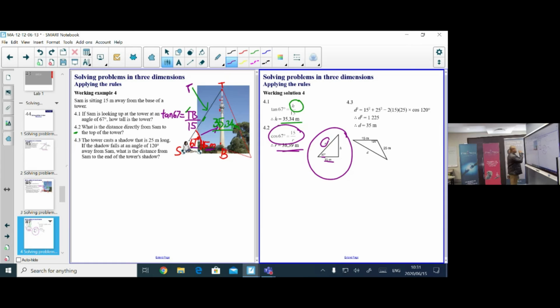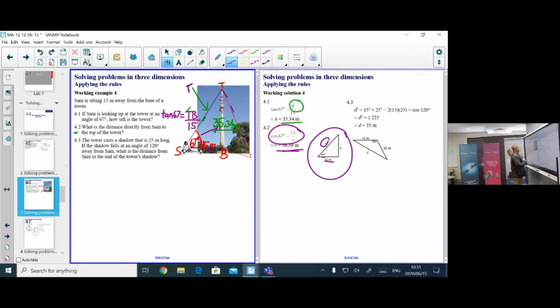In this case, we are told that the tower casts a shadow that is 25 meters long. So this is this part which is annotated in red on the side. And that shadow is at the base, of course, so it's 25 meters long. And then this shadow is at an angle of 120 degrees away from SEM. So from SEM, this angle here will be 120 degrees.